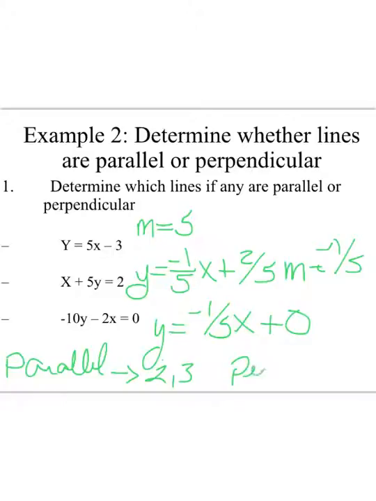Perpendicular, there are actually, should be a P. There's actually 2 pairs of perpendicular. 1 and 2 are perpendicular, and 1 and 3 are perpendicular. The negative reciprocal of 5, well, the reciprocal is 1 over 5. And since the 5 was positive, the negative or opposite of it would be negative 1/5.